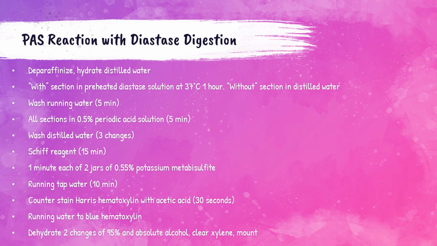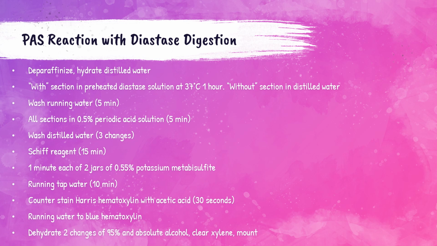The procedure for the PAS reaction with diastase digestion is as follows. The slides must be deparaffinized and hydrated to distilled water. Now remember, we labeled one as with and one as without. The with section is placed in preheated diastase solution at 37 degrees Celsius for a 1-hour period. The without section is placed in distilled water for this time period.